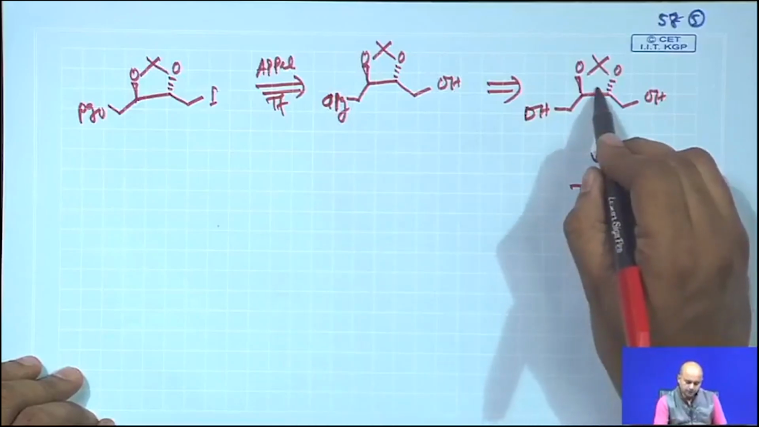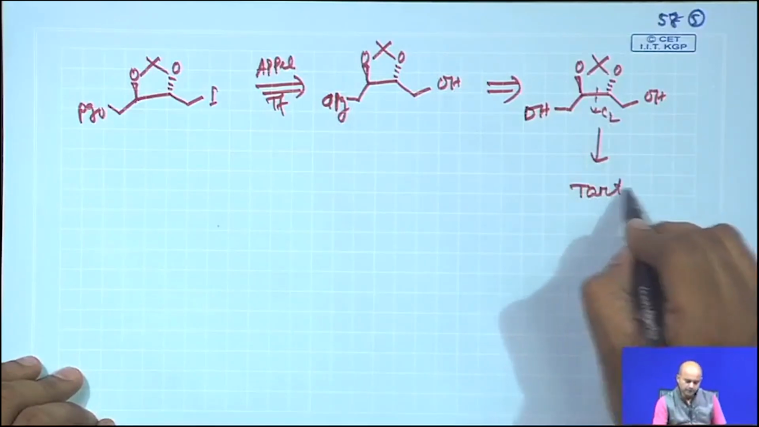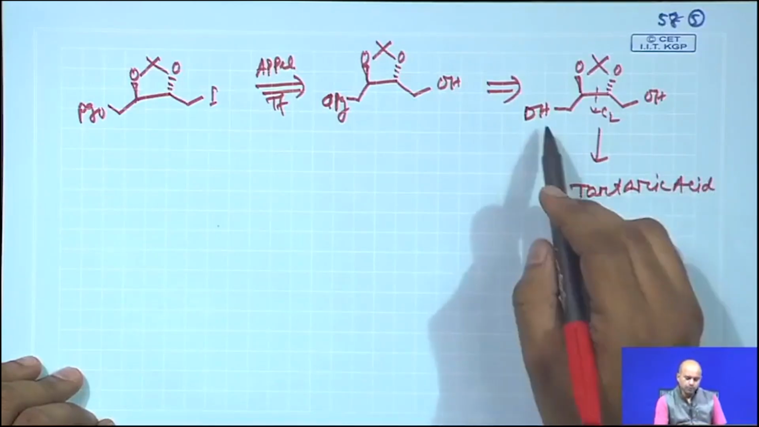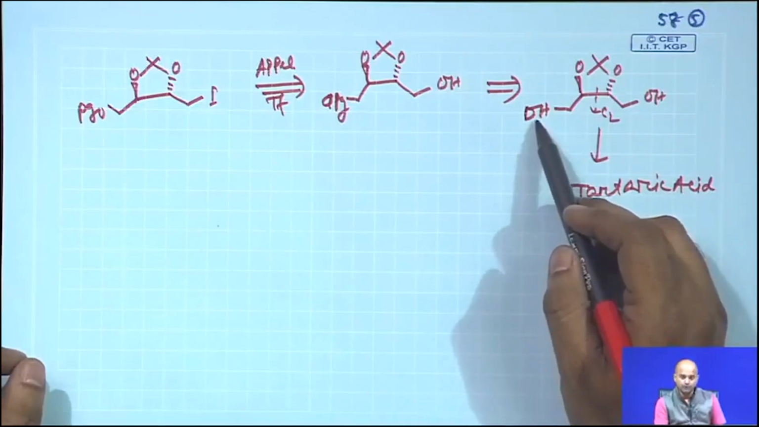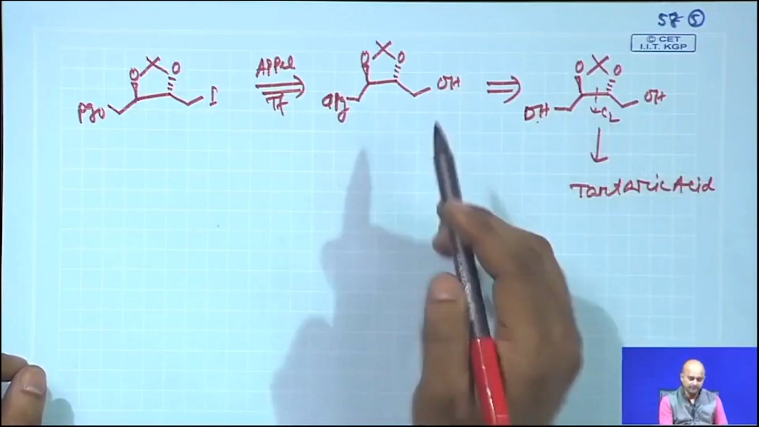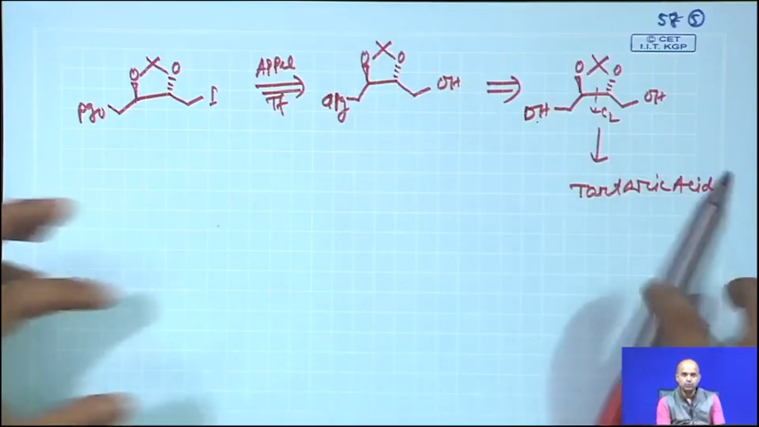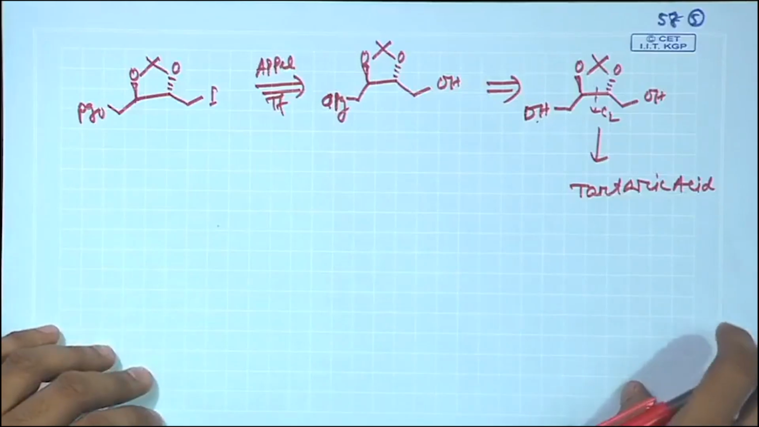Now, this part has C2 symmetry. As C2 symmetry is there, you can basically do the monoprotection, and no matter where your protecting group goes, it will give you the same compound. So, these halves and the other same halves: the two homochiral halves are dimerized through an achiral spacer, and that gives you the target.